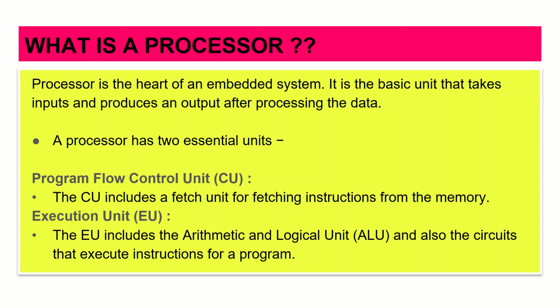The first is the program flow control unit, that is the CU, and the next is the execution unit, that is EU. What a control unit does is it fetches the instructions from the memory, and the EU uses those fetched instructions and has an ALU, due to which it processes them. So CU and EU form the two main essential units of a processor. One fetches the instruction and the other processes and executes that instruction with the help of the ALU.